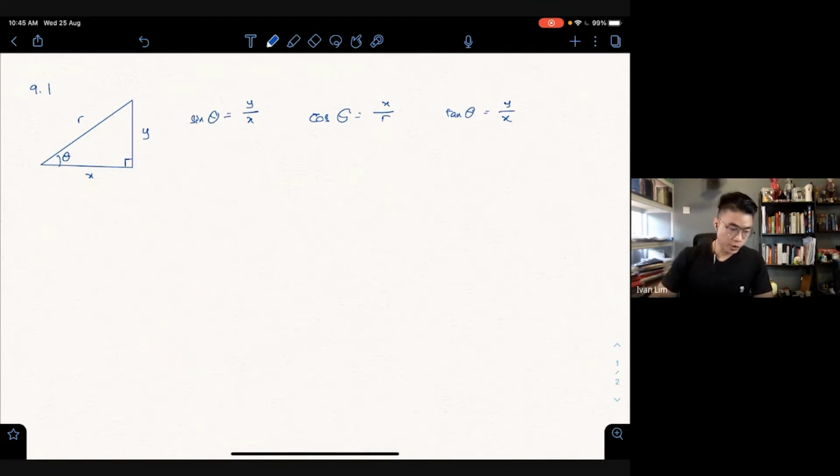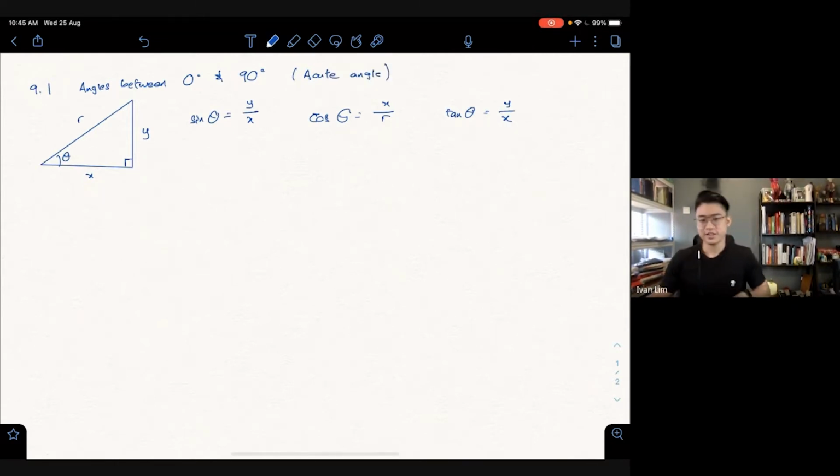Okay, 9.1, angles between 0 degrees and 90 degrees. What do we call an angle that is between 0 to 90 degrees? There's a specific name for it. Angles between 0 and 90 degrees. It's called an acute. Yeah, acute one. Okay, because small, right? If you remember it this way, because it's small, normally small things are quite cute, right? If you see a small dog, a small kitten, very cute, or small baby. So gotta remember that, an acute angle.